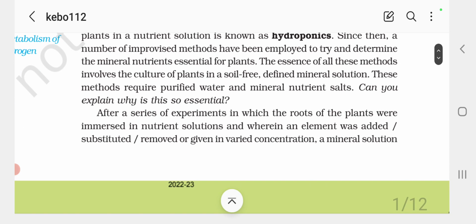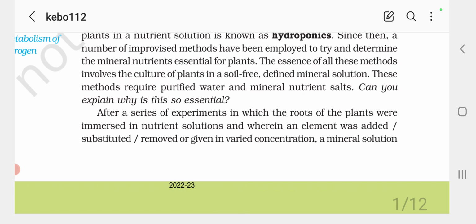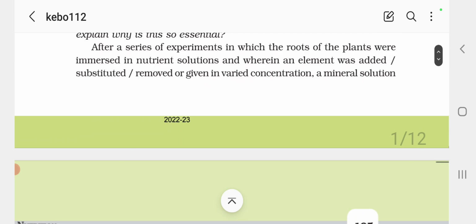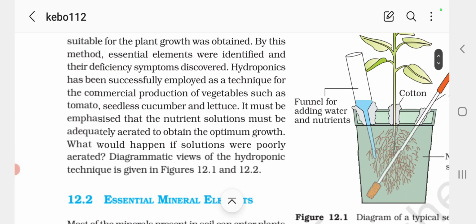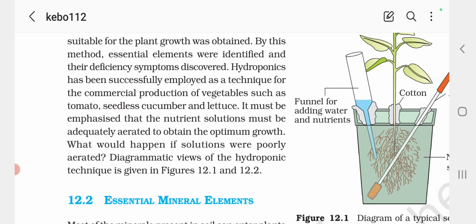The essence of all these methods involved the culture of plants in a soil-free, defined mineral nutrition. These methods require purified water and mineral nutrient salts. Can you explain why this is so essential? After a series of experiments in which the roots of the plants were immersed in a nutrient solution and wherein an element was added, substituted, removed, or given in a varied concentration, a mineral solution suitable for plant growth was obtained. By this method, essential elements were identified and their deficiency symptoms discovered.